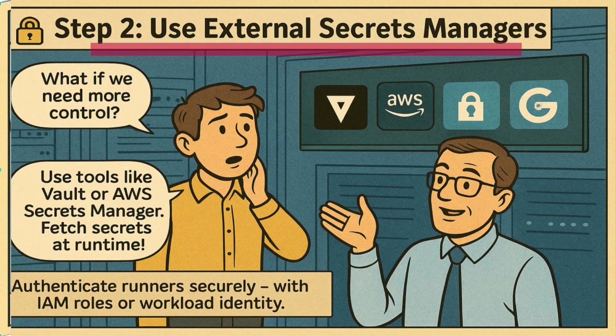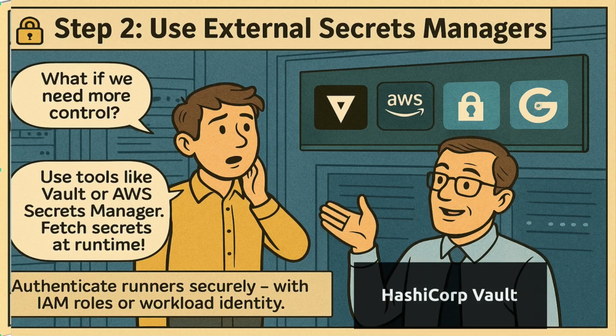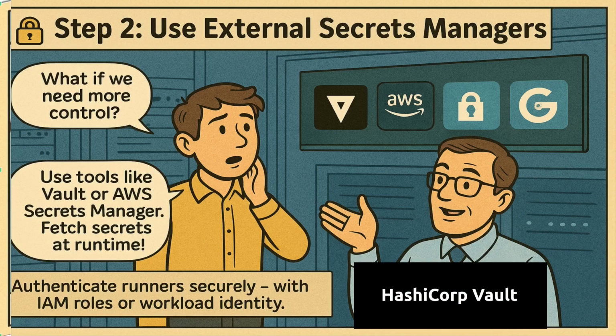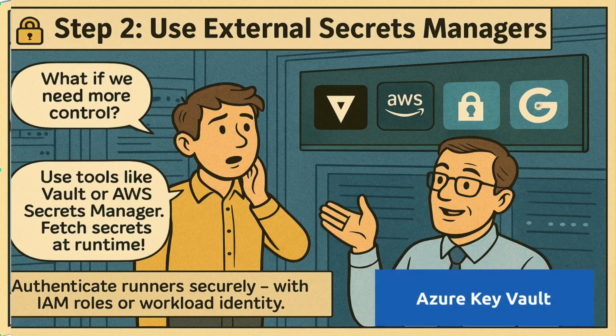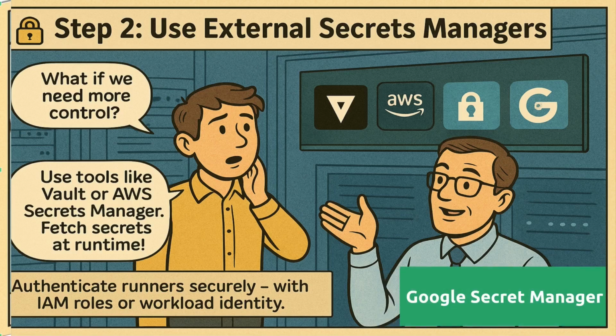Step 2. Use external secret managers for more control. For more flexibility and enterprise-grade security, use dedicated secrets managers. Some popular options include HashiCorp Vault, a powerful enterprise-grade secrets manager. AWS Secrets Manager, fully managed with IAM integration. Azure Key Vault, for managing secrets, keys, and certificates. And Google Secret Manager, the managed solution for GCP.